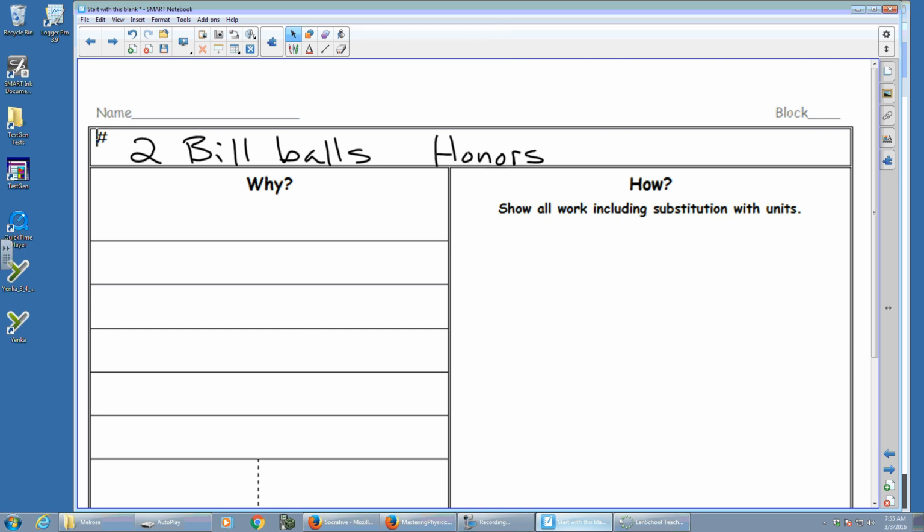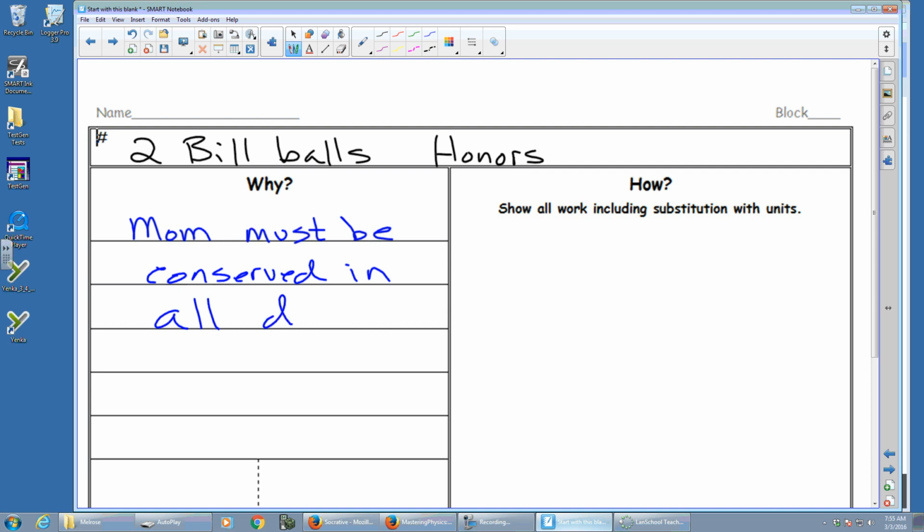All right. So what do we know must be true? Momentum must be conserved. If you didn't start with that in your why, go back and fix your why. Must be. In all directions, I'm going to add in all directions.